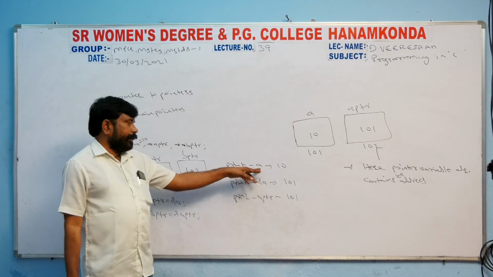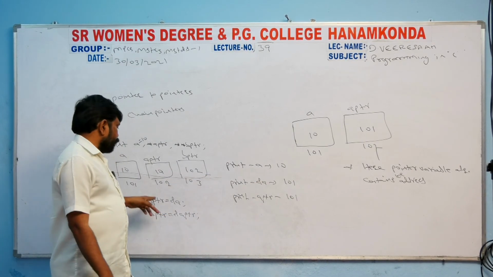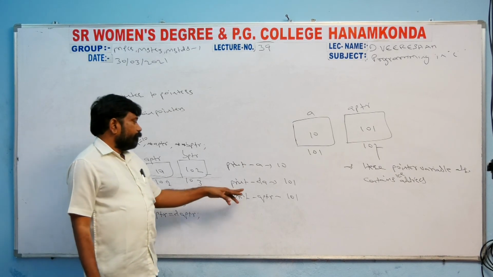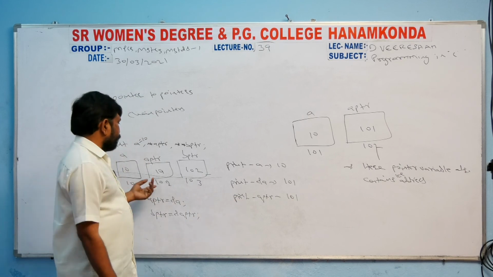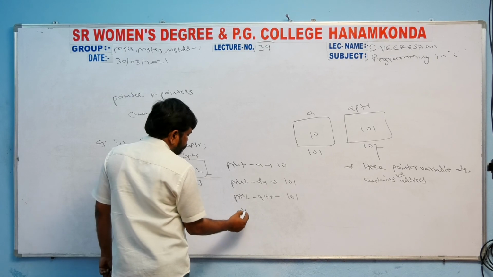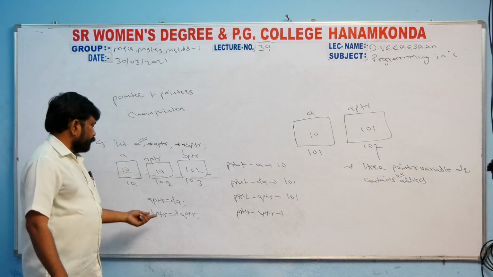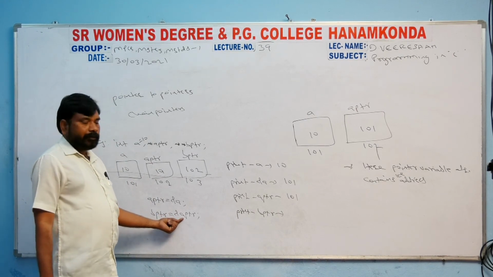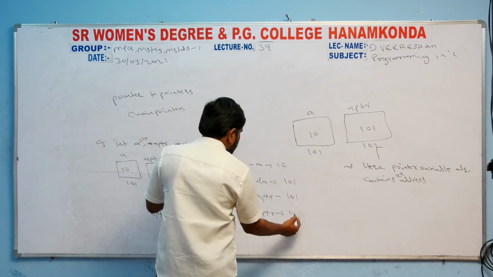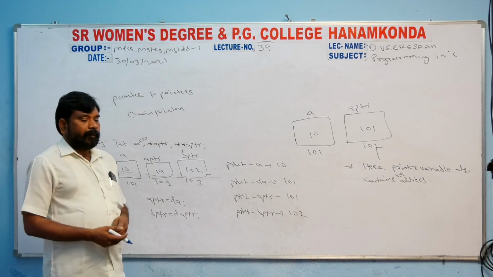Now when I say print A, it will print 10. Then when I say print address of A, it is going to print 101. Then when I ask to print the A pointer, what is the A pointer? It contains 101. Suppose I use the statement print B pointer. What is the B pointer? In the B pointer, there is the address of A pointer, which is 102. So like this, you can use any number of statements.